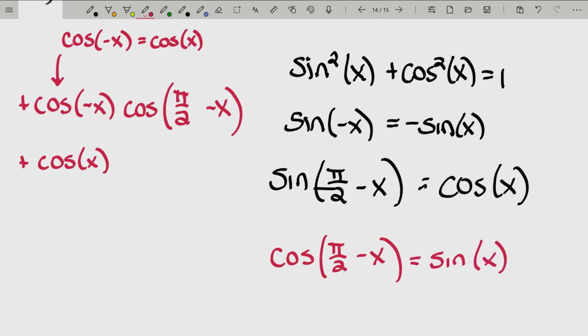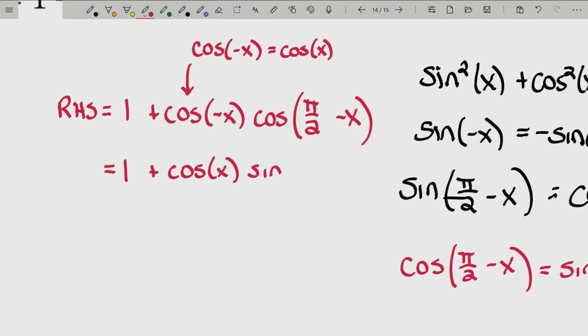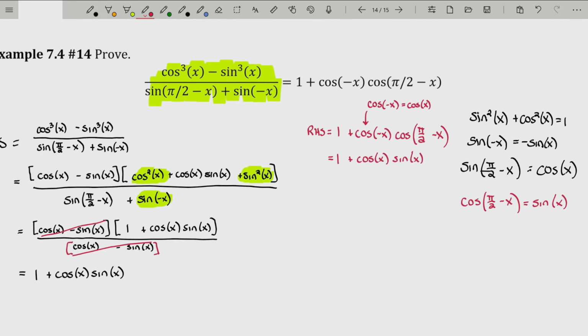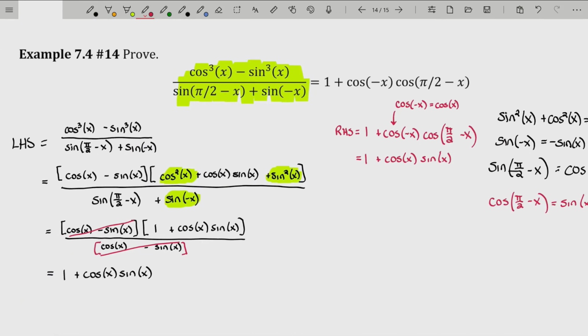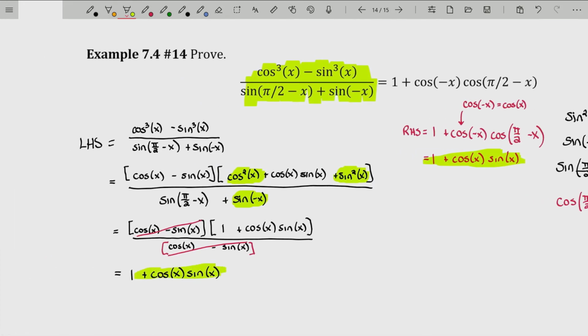Again, the sine of an angle is the cosine of its complement. And so I will trade that out for the sine of x. And now you should notice the right-hand side and the left-hand side are equivalent. I have wiggled the right-hand side down to an expression that is the same as what I wiggled the left-hand side down to. And so our proof is done.